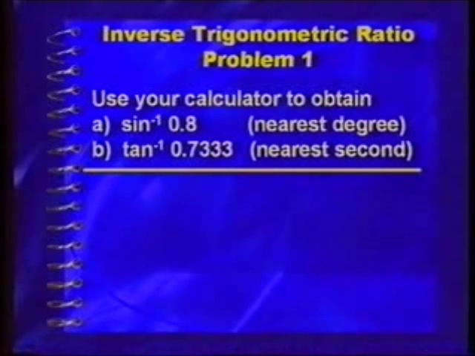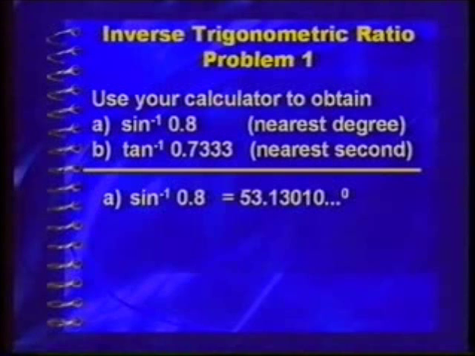Here in this example we have to find the inverse sine of 0.8 to the nearest degree. Let's do that one first. I press it in on the calculator. You will get 53.130 and a lot of other decimal places. You round it to the nearest degree, and it becomes 53 degrees.